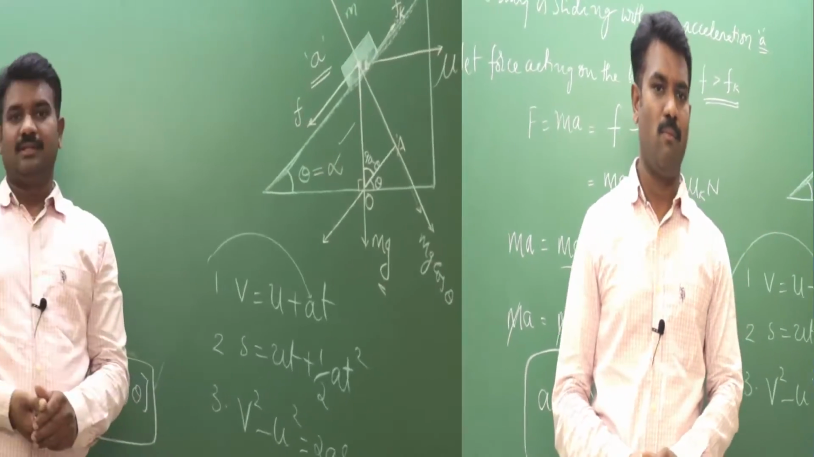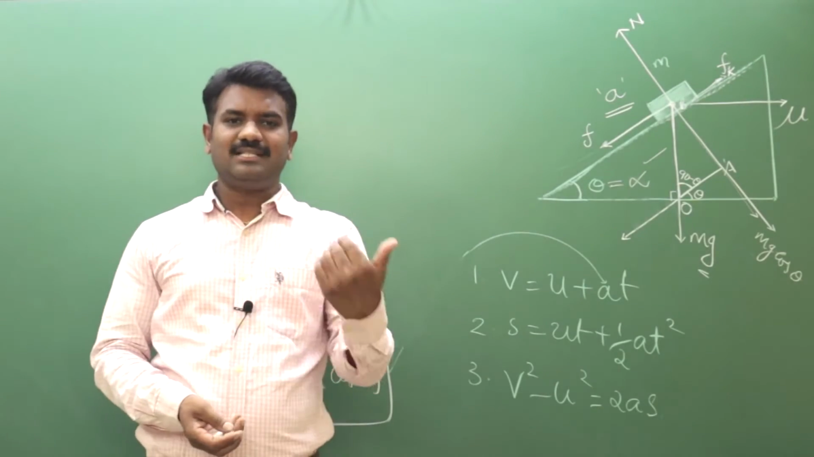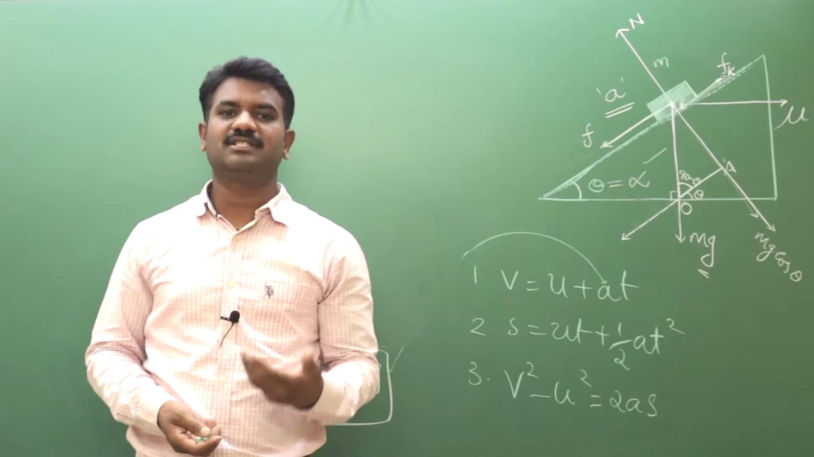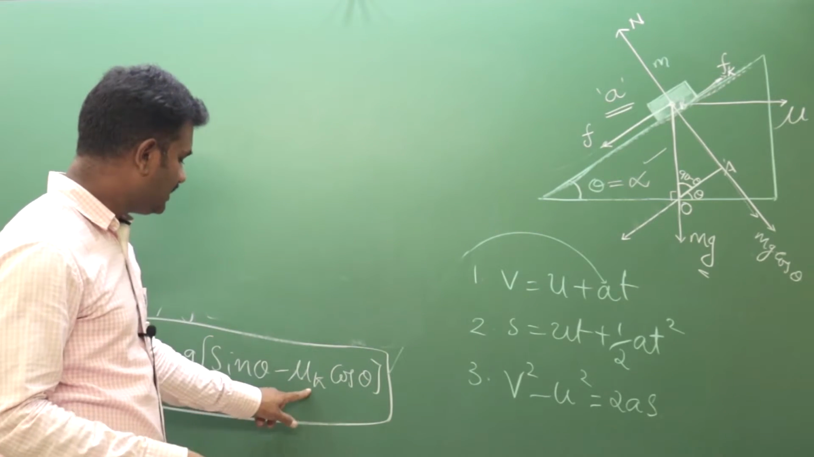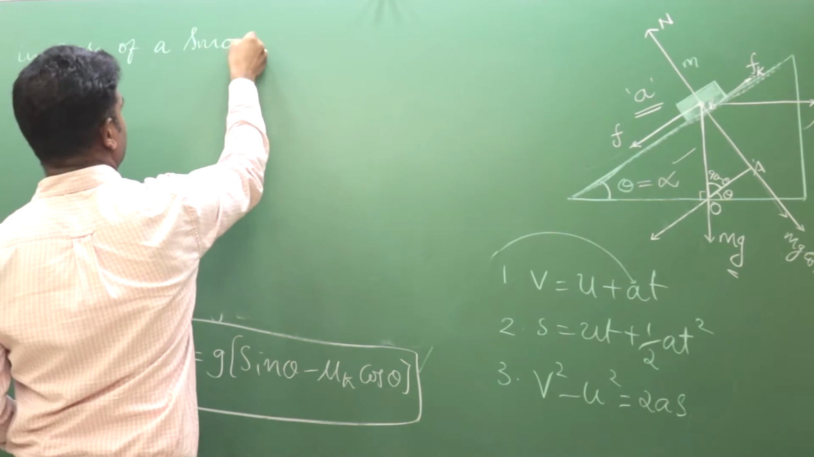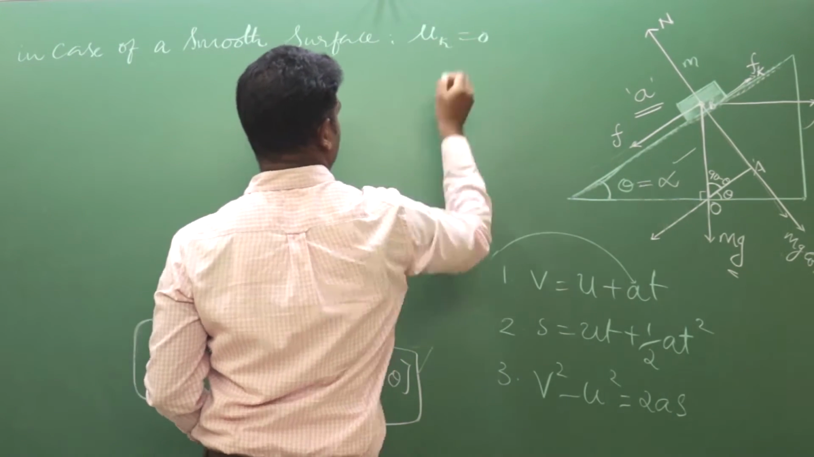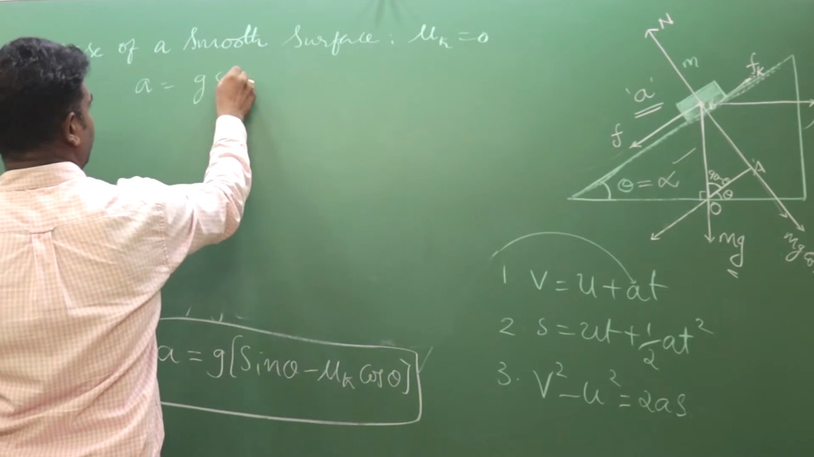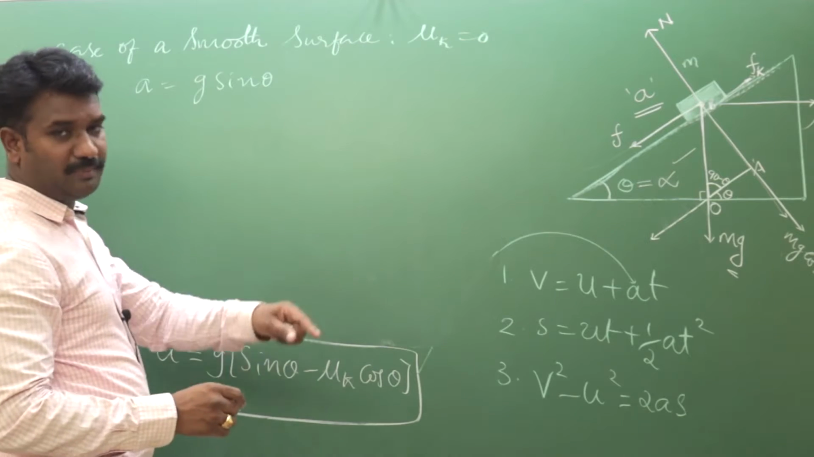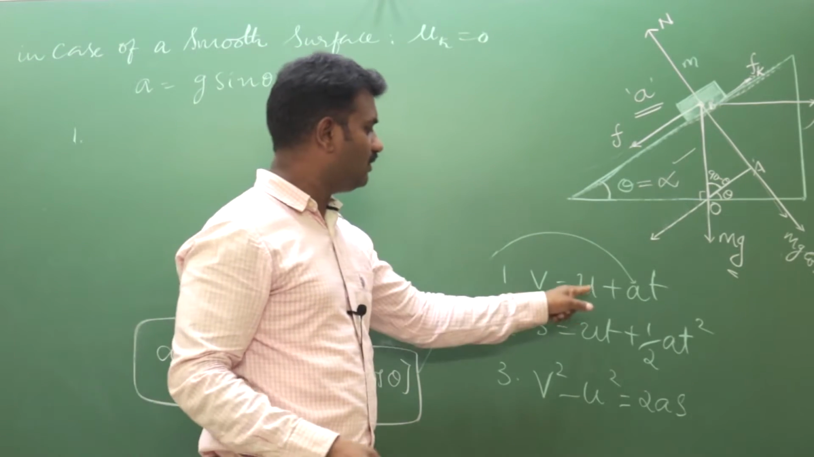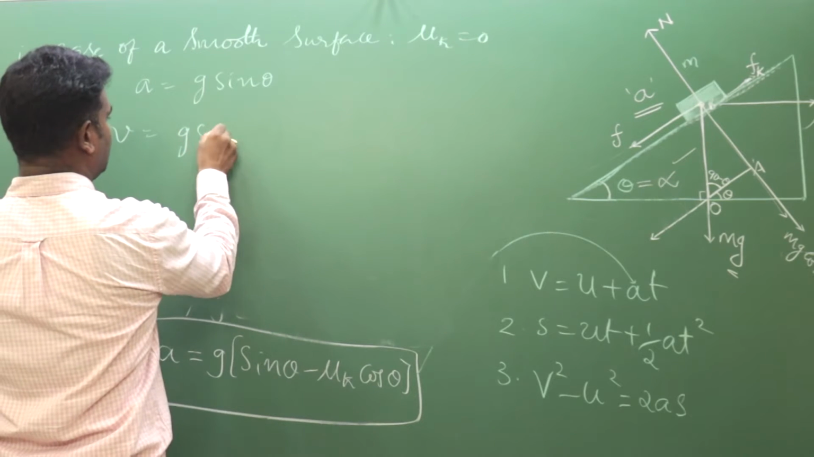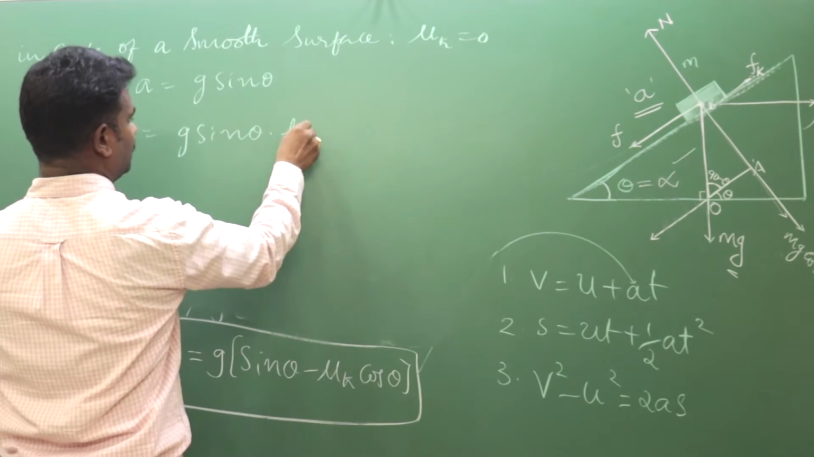What happens? Let us see now. If it is a smooth surface, what is the only difference? The only difference is there is no friction, which means mu becomes 0. That's all. So this term will not be there in case of a smooth surface. Now the acceleration is equal to g sin theta. What about our first equation? v equal to u plus at. If it is released, u equal to 0. So v equal to g sin theta into t.